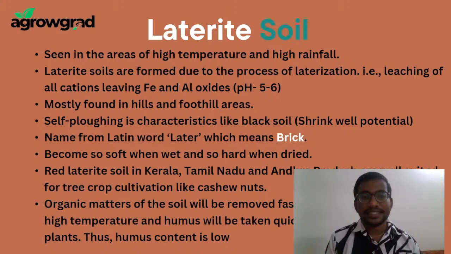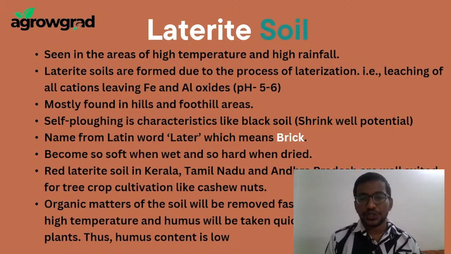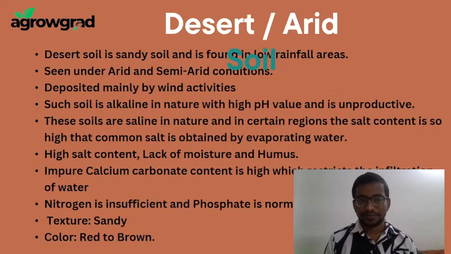Maximum we can see the wet laterite soil in Kerala, Tamil Nadu, Andhra Pradesh. It is well suited for plantation crops like cashew nut. The organic matter of the soil will be removed fast by bacteria because of the high temperature, and the humus will be taken quickly by the trees and other plants. So the humus content will be very low. And as I told you, it has the self-swelling character like black soil.